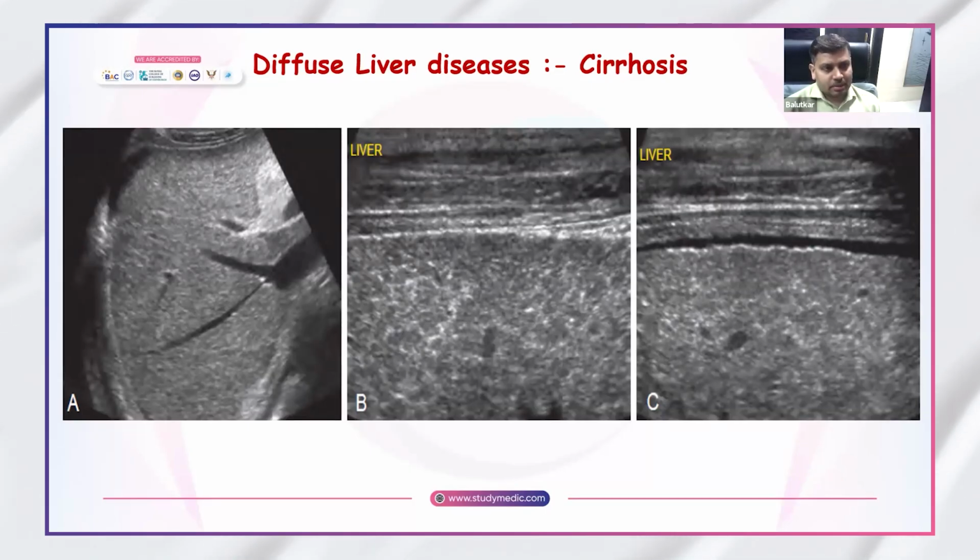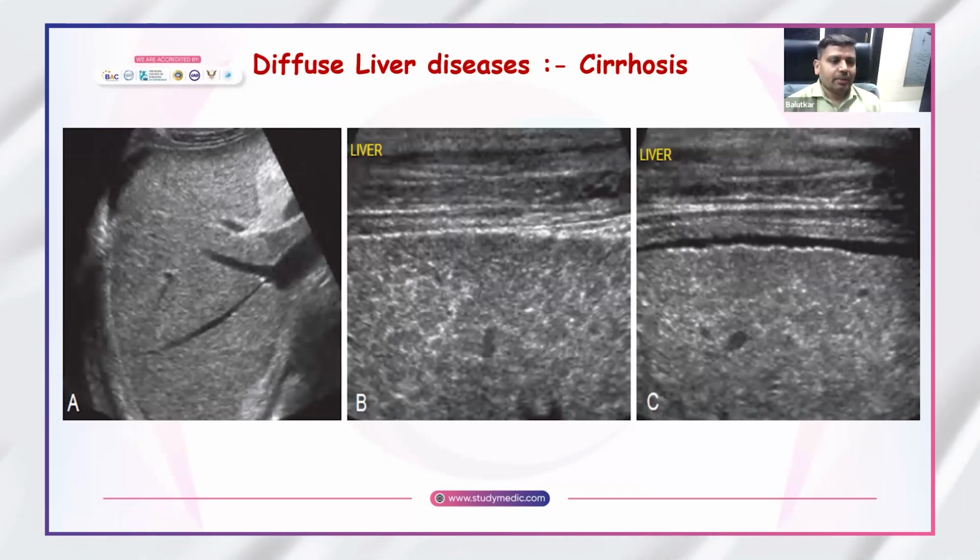There can be various liver parenchymal deposition diseases, like various liver storage diseases, etc. There can be congenital storage disorders as well, which we rarely see. So liver cirrhosis is the most common disease.